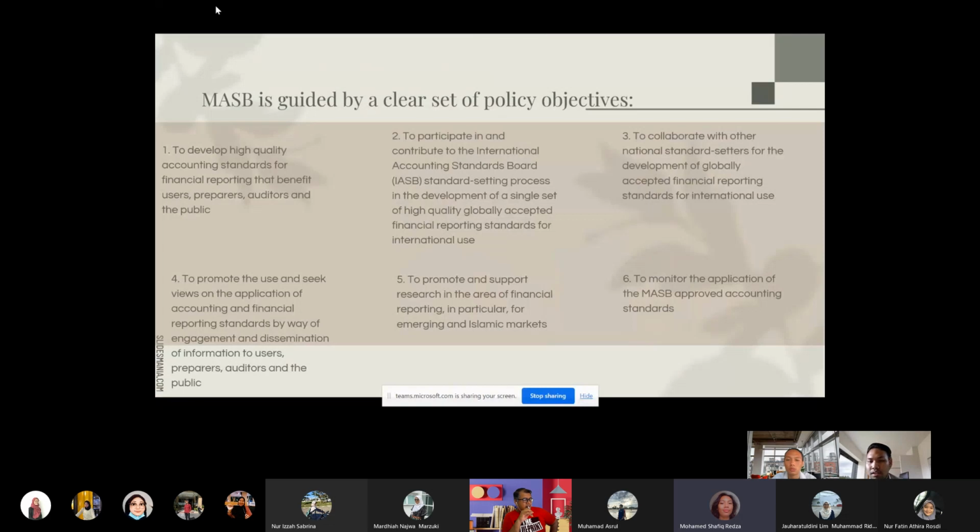And third, to collaborate with other national standard setters for the development of globally accepted financial reporting standards for international use. Fourth, to promote the use and seek views on the application of accounting and financial reporting standards by way of engagement and dissemination of information to users, preparers, auditors and the public. Fifth is to promote and support research in the area of financial reporting, in particular for emerging and Islamic markets. And lastly, to monitor the application of the MASB approved accounting standards.